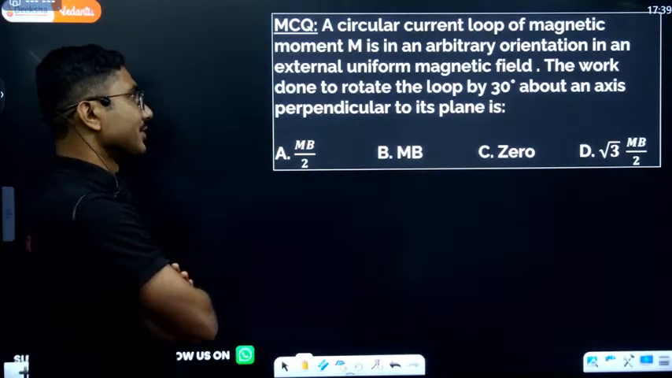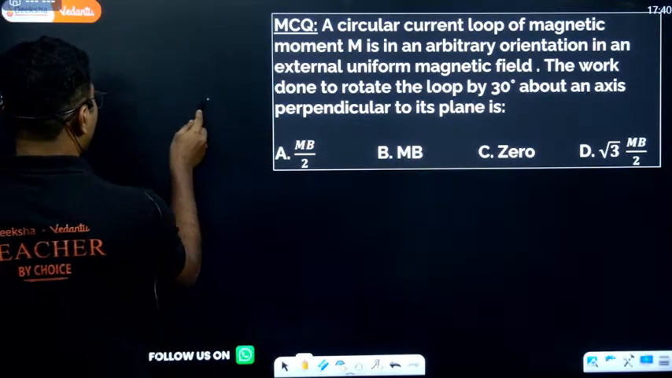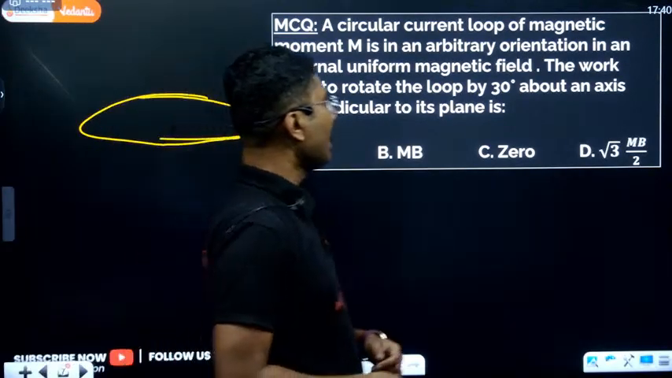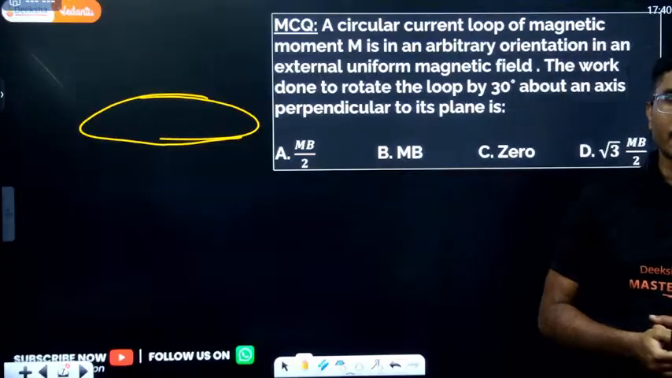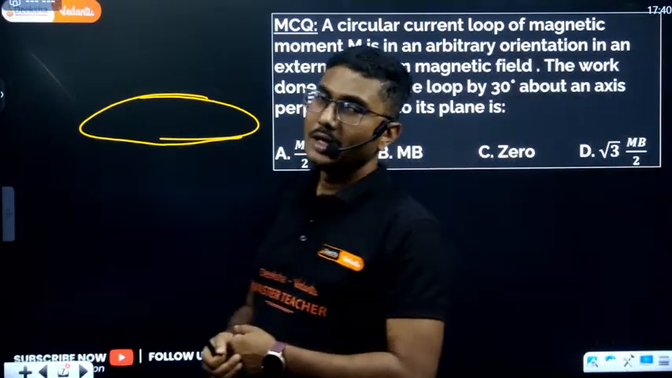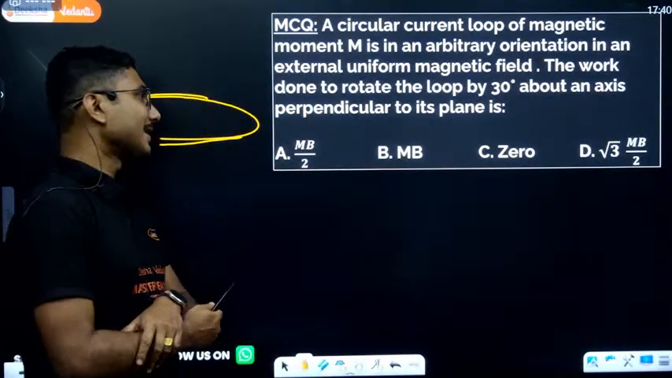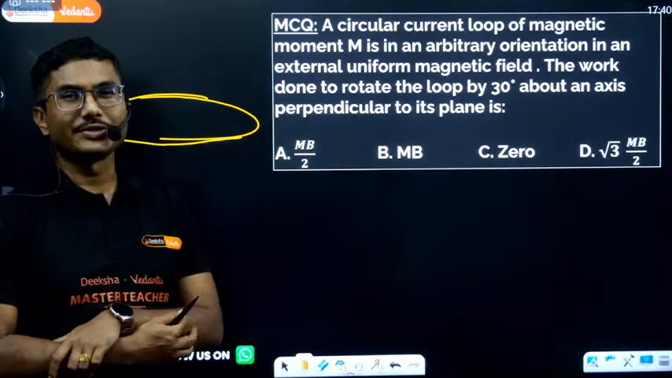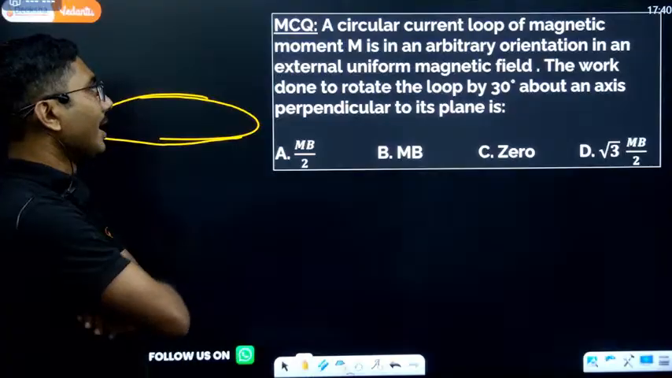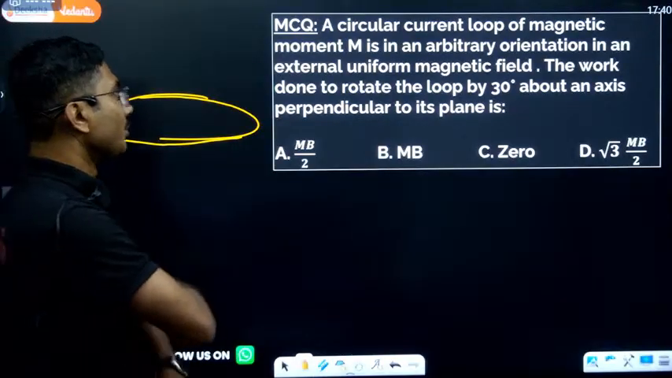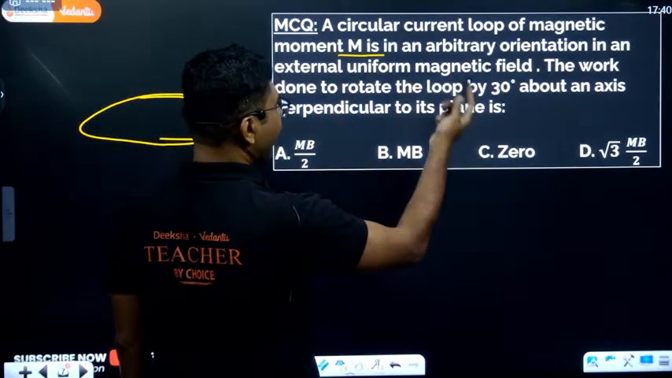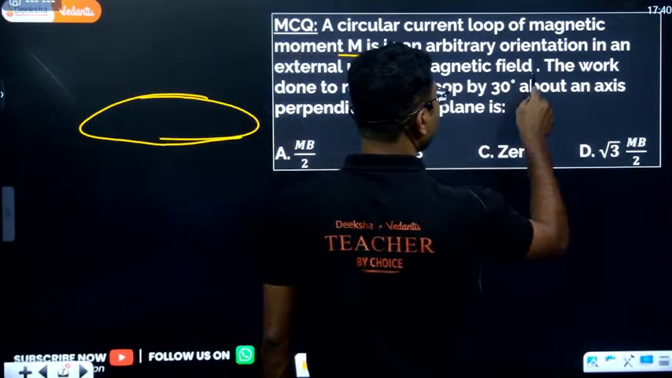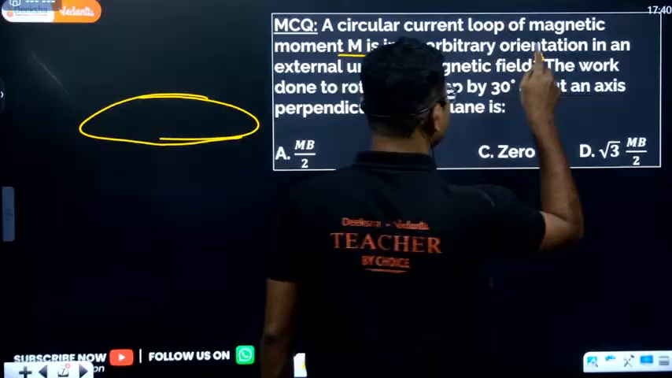So this is an interesting question. Circular current carrying loop. No information is given. The question has not given you any information about the current passing through it or the magnetic field. So what should be the first, logical answer to this question, something very common? Magnetic moment M is given, and the external magnetic field is not mentioned, but we should assume it is given by B.